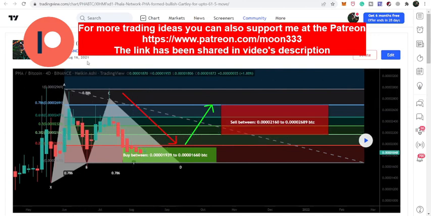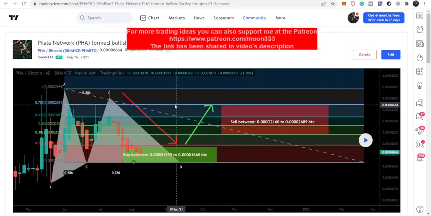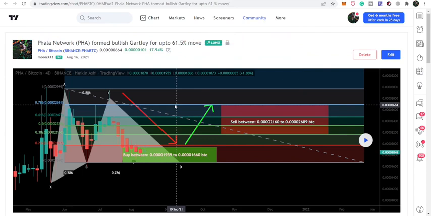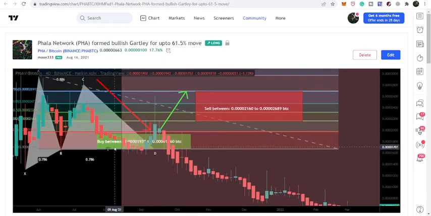I shared this chart with my members at the Patreon on 16th of August 2021, and our targets, by the way, this is against the Bitcoin pair. Our targets were from 2160 to 0.00002689 Bitcoins. Now, after playing the chart, we can see that the price line, after some accumulation in this buying zone, rallied very well up to 0.00002597. That was more than 55% rally and dropped down.